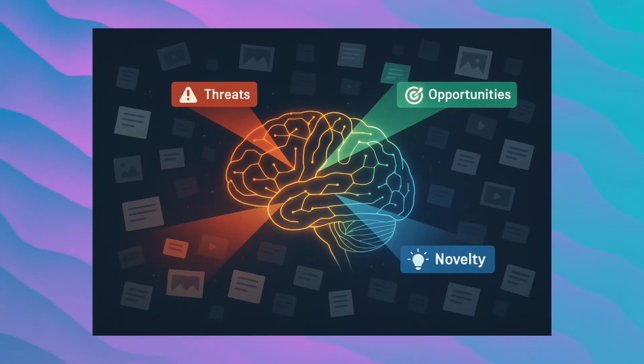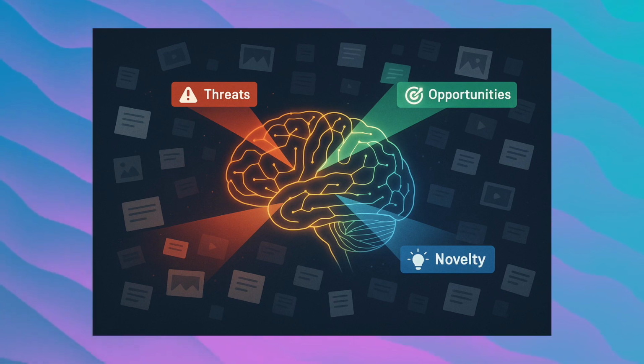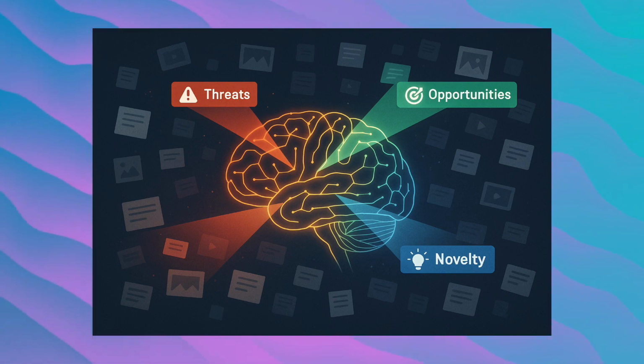Let's start with something fundamental. Your content is competing for one of the most valuable resources in the modern economy: human attention. And attention isn't just scarce, it's scientifically predictable. Neuroscientists have discovered that our brains are constantly scanning for three things: threats, opportunities, and novelty. In the professional context, this translates to content that either warns us about something important, shows us how to achieve something we want, or teaches us something we didn't know.